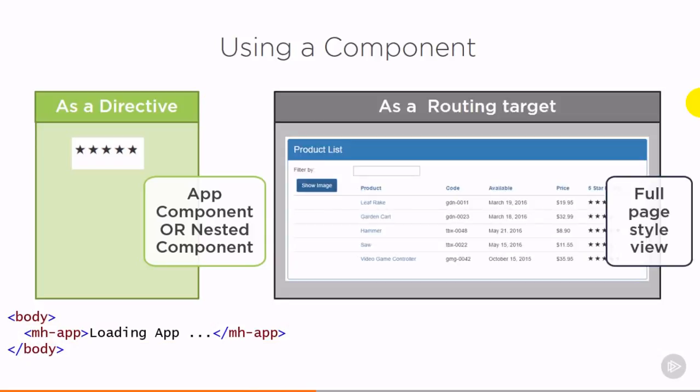Alternatively, we can use a component as a routing target, so it appears to the user that they've traveled to another view. The template is then displayed in a full page style view. We'll use this technique later in this course to route to our product list view. Our product list view is currently used as a directive, but that's only because we have not yet covered routing. In this course module, we'll focus on building a nested component.